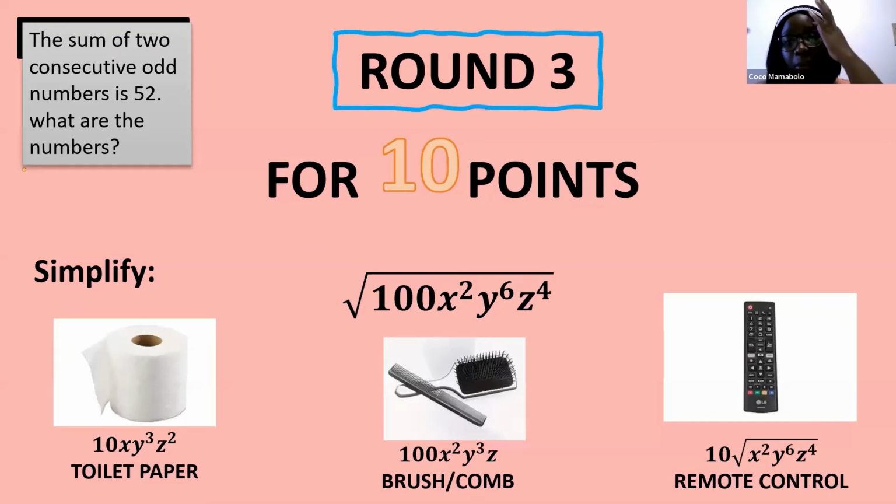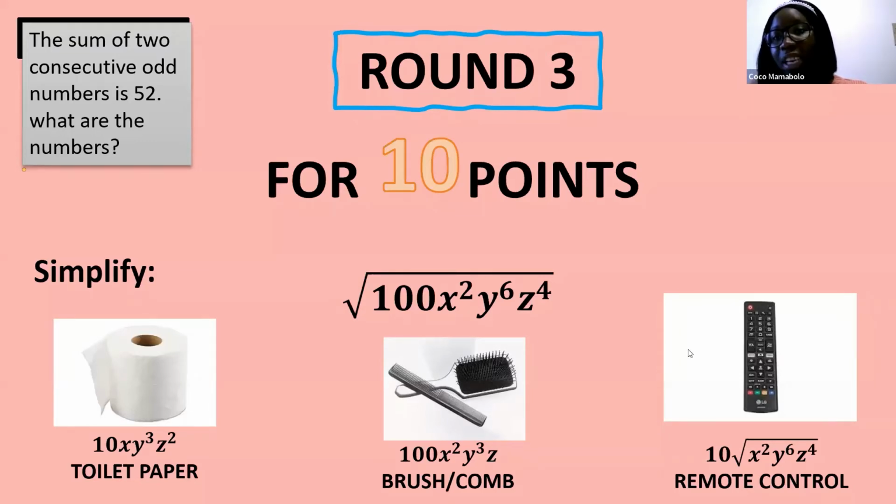And then for y to the power of 6, we would take the exponent 6 and divide it by 2 for the square root, and that would give us y to the power of 3. And z to the power of 4, we would take the exponent 4 divided by 2, and that would give us z to the power of 2. And that's how we got to that answer. Thank you guys so much. We're going to the next one.